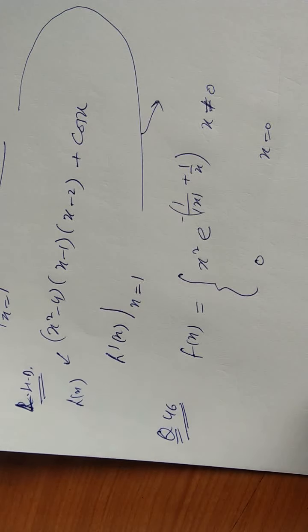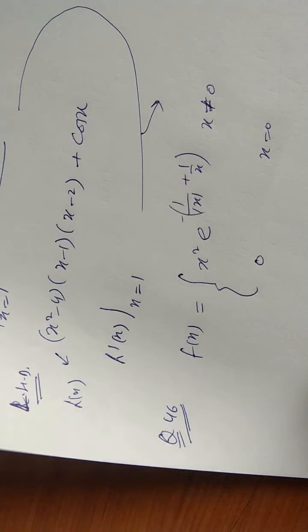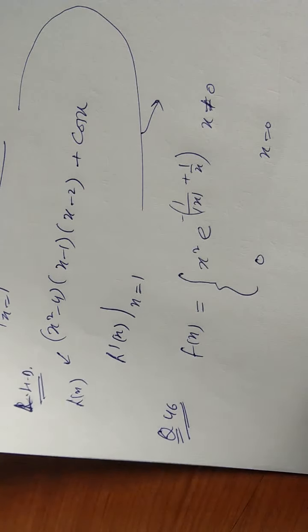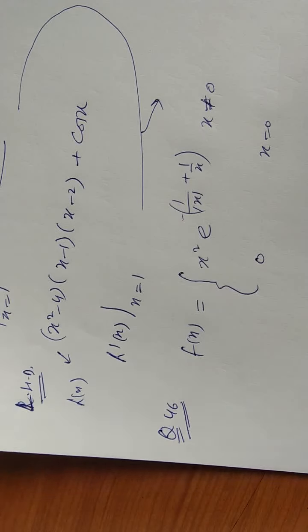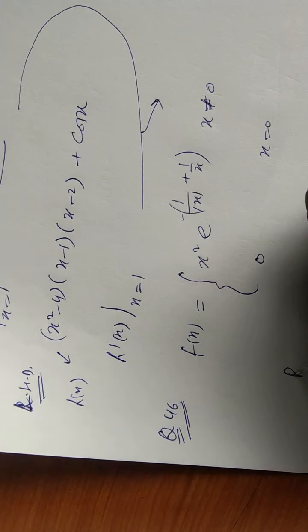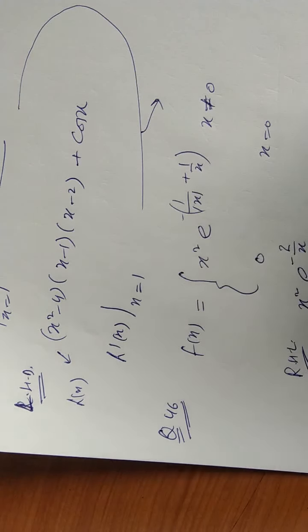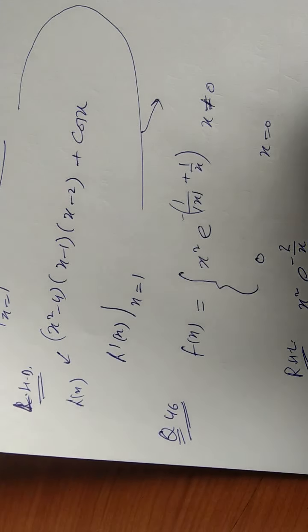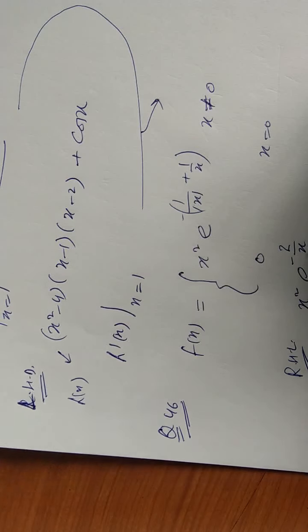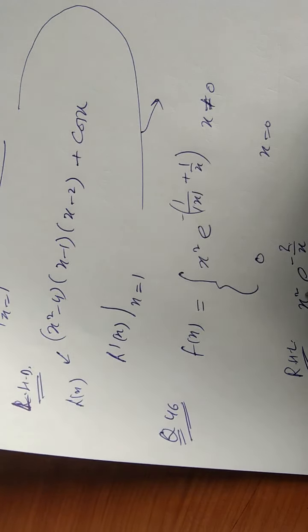We need to check its continuity and differentiability. So when x tends to 0 from the positive side, RHL would be x square e power minus 2 by x. When x tends to 0 from the positive side, this would be e power minus infinity into x square tending to 0, hence this will be equal to 0.